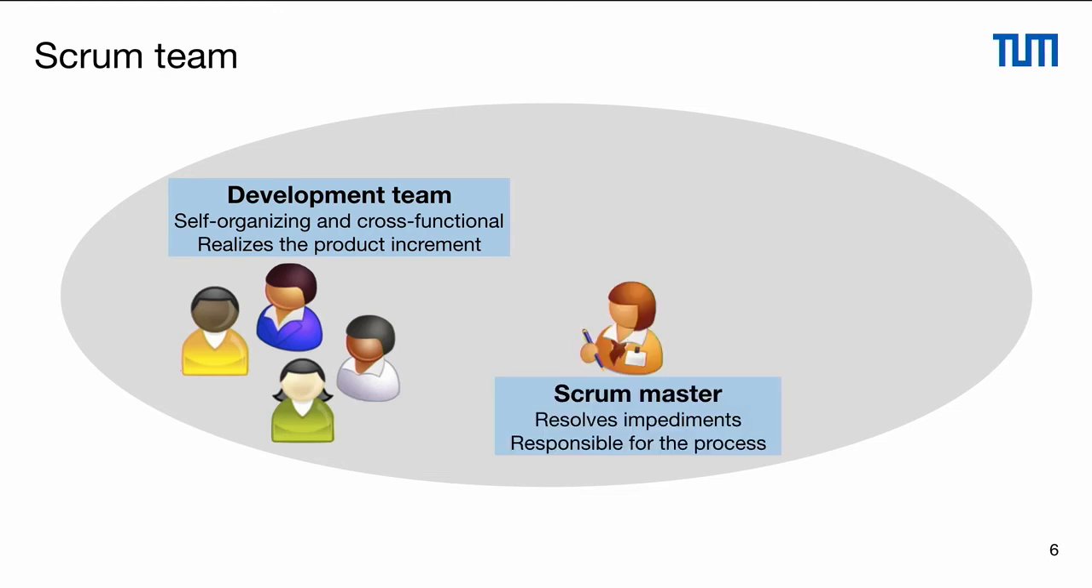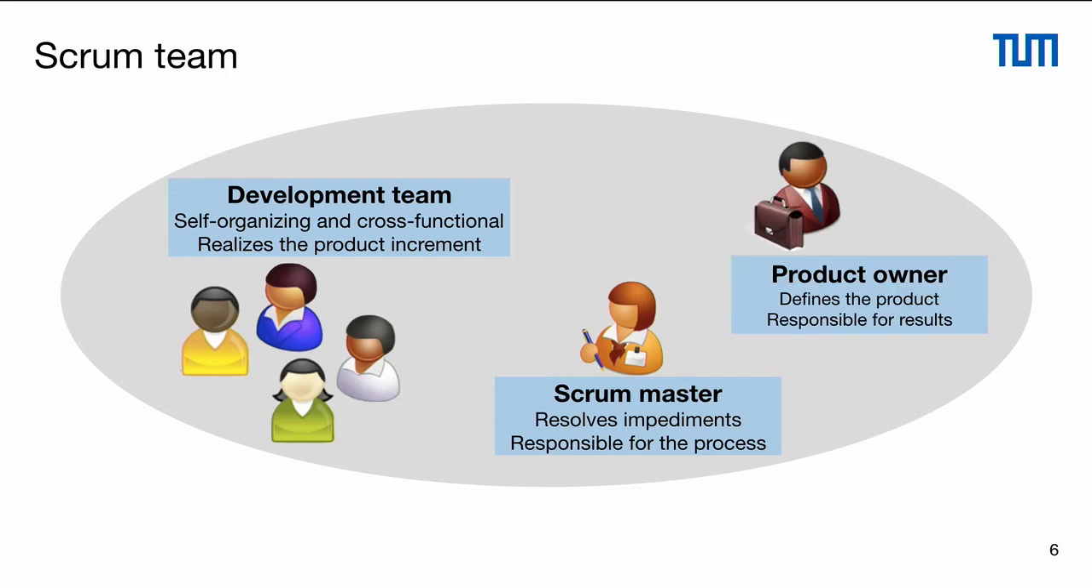The second role is the Scrum Master, who is a moderator who resolves impediments and is responsible that the development team follows the Scrum framework. He's asking questions whether the team goes into the right direction, but he's not a traditional project manager who decides everything, who estimates, and who forces the team to work on certain tasks.